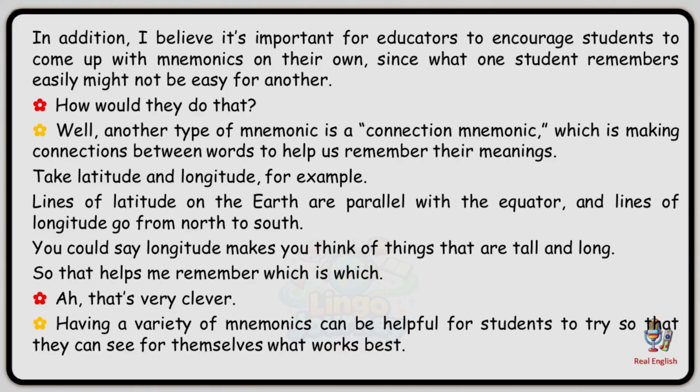How would they do that? Well, another type of mnemonic is a connection mnemonic, which is making connections between words to help us remember their meanings. Take latitude and longitude, for example. Lines of latitude on the Earth are parallel with the equator, and lines of longitude go from north to south. You could say longitude makes you think of things that are tall and long, so that helps me remember which is which. That's very clever.